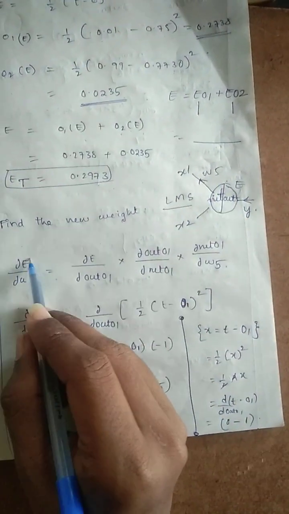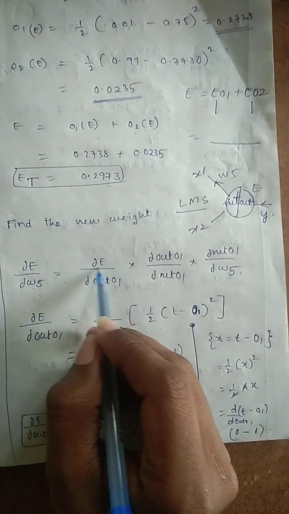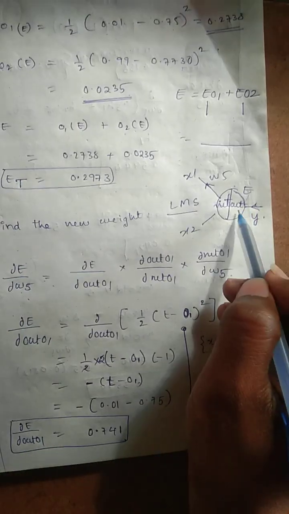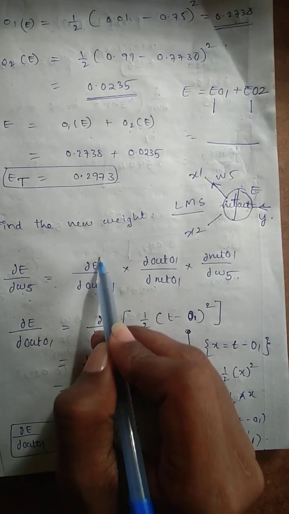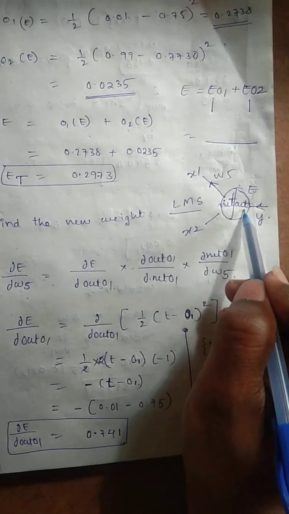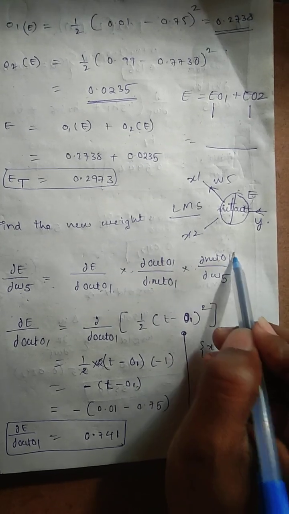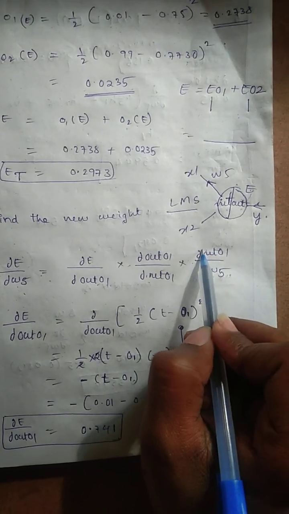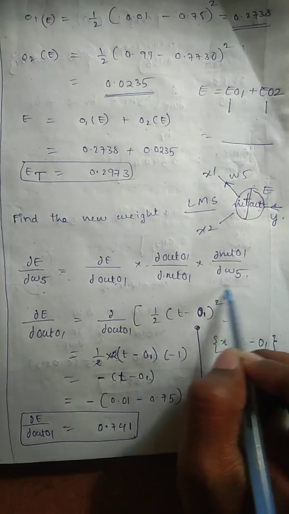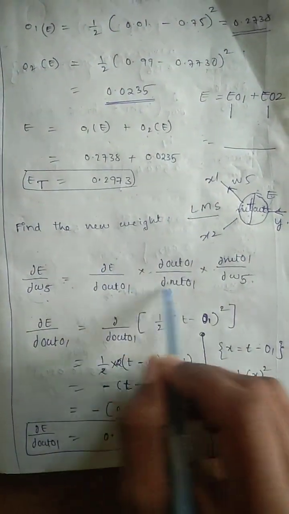See, ∂E/∂w5 is equal to ∂E by ∂out of out1, into ∂out of out1 by ∂net of out1, into ∂net of out1 by ∂w5. After the error we get the out value, then after that the net value. Same here, we write it in the numerator, and the remaining term in the equation is w5. Okay, if we simplify these three terms, then we get the new weight.